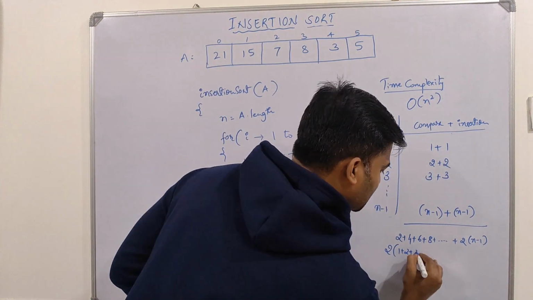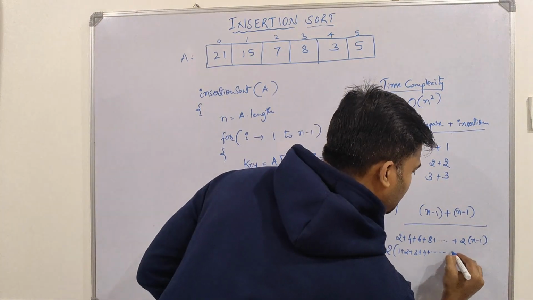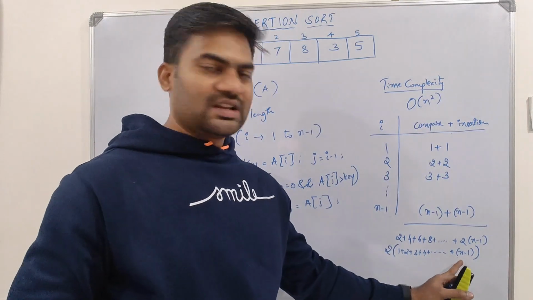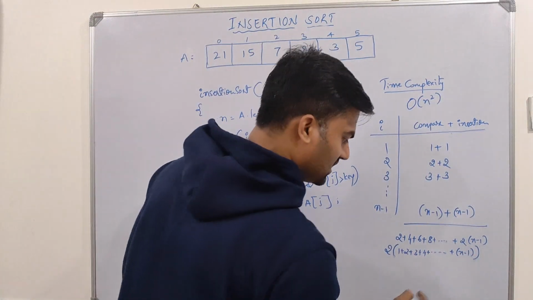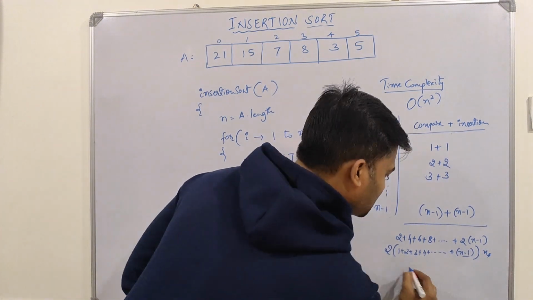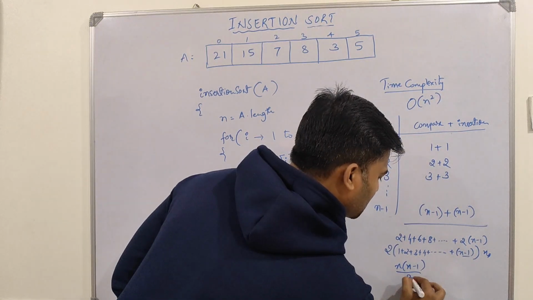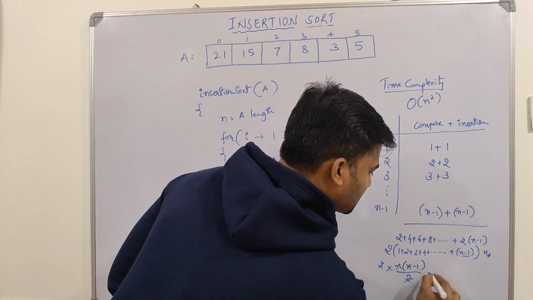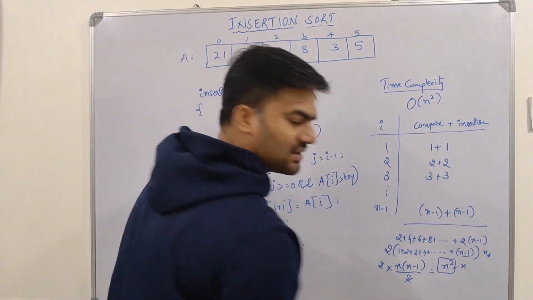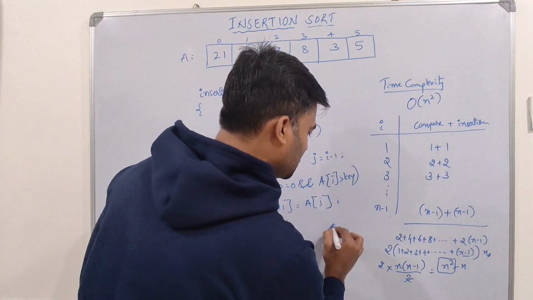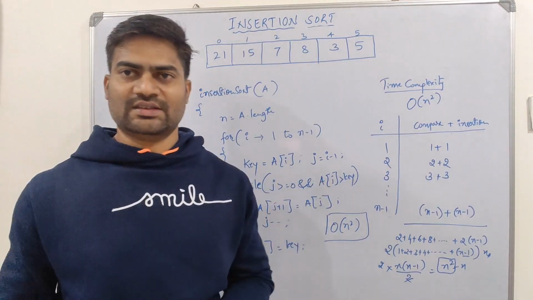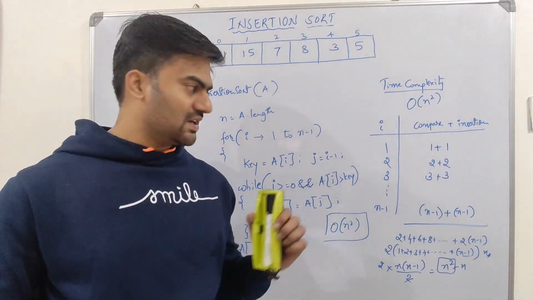This becomes 1 plus 2 plus 3 plus 4 and so on till n minus 1. So this is basically n minus 1 natural numbers. Sum of n minus 1 natural numbers, which we will consider as n for simplicity, comes around n into n minus 1 divided by 2. The 2 gets cancelled, it becomes n square minus n. Since we consider the highest degree term here, this becomes of order n square. So the time complexity for insertion sort is of order n square.